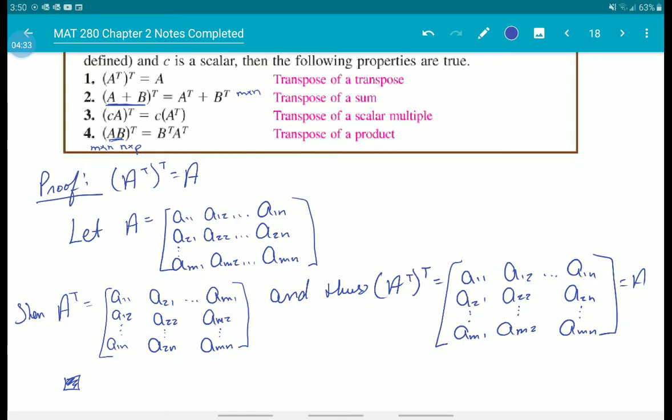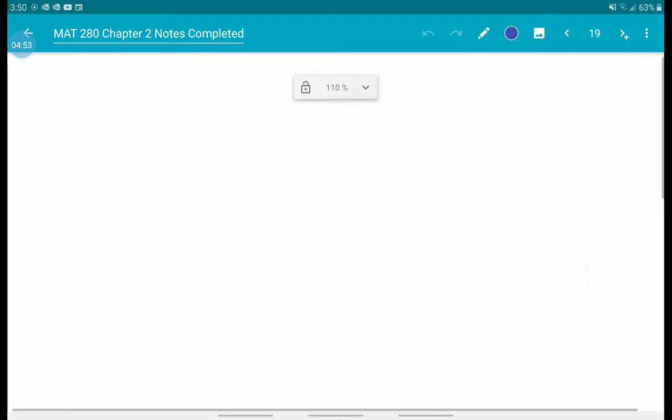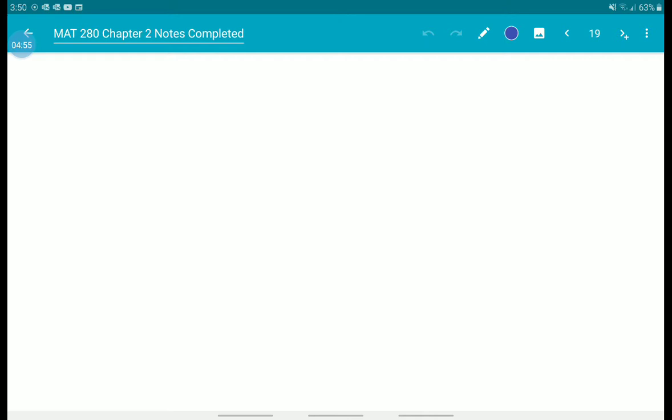So if we look at the second property, it says the transpose of the sum is equal to the sum of each matrix transpose. So let's, just for fun, go ahead and prove that one. This is a proof. So we have (A plus B) transpose. We're saying that's equal to A transpose plus B transpose.